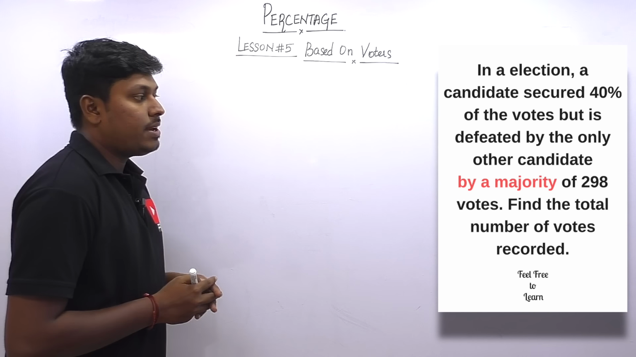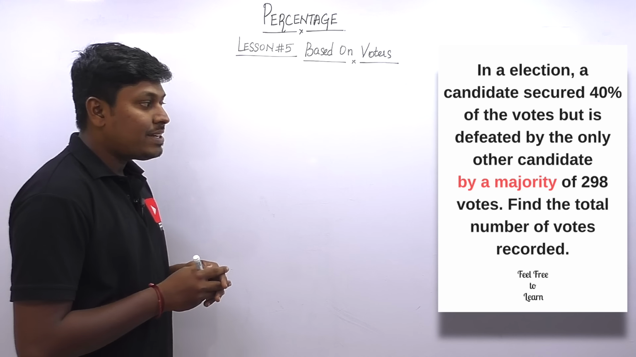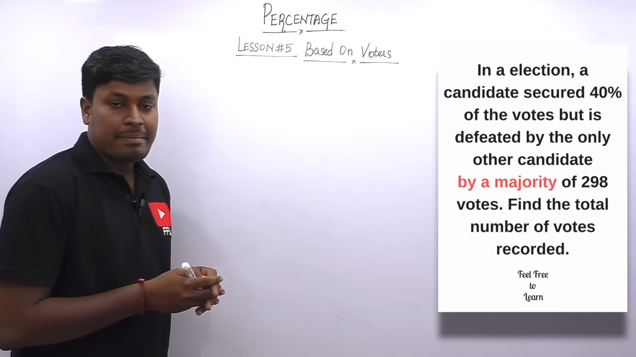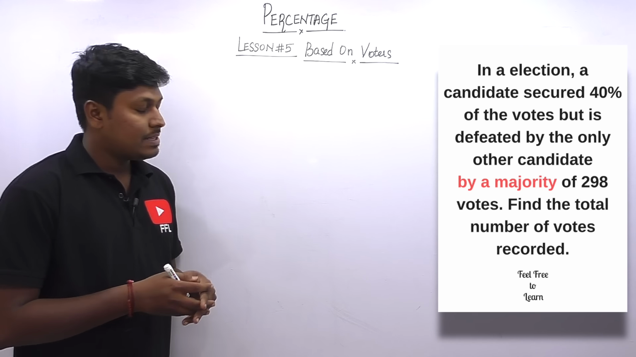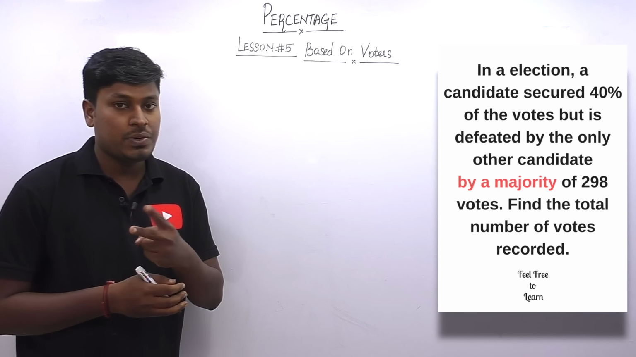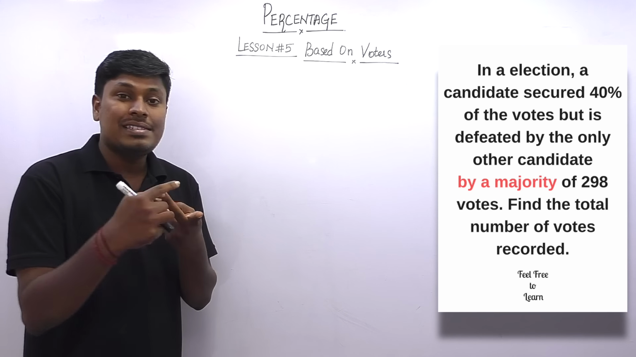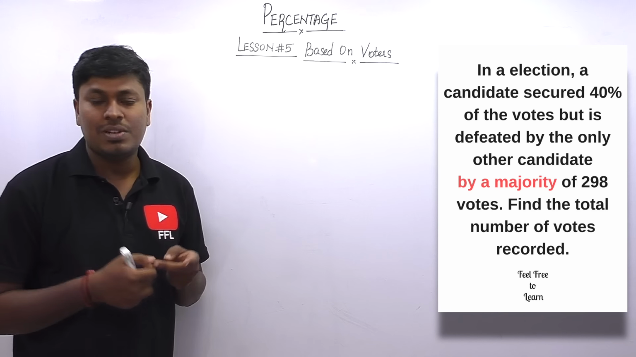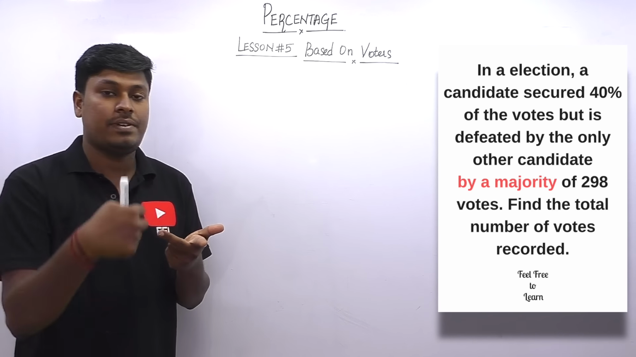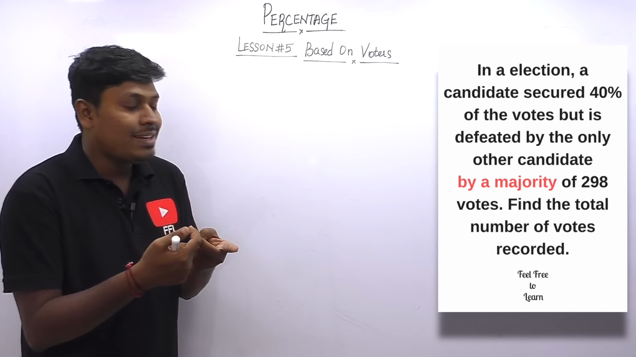Question number 2. In an election, a candidate secured 40% of the votes but is defeated by only one other candidate by a majority of 298 votes. Find the total number of votes recorded. So listen here, what the question says: there is an election between two candidates, and one candidate got 40%, and this candidate was defeated by another candidate with a majority of 298 votes. What is called majority? Winner percentage minus loser percentage is called the majority, which means the winner secured 298 votes more compared to the other candidate.